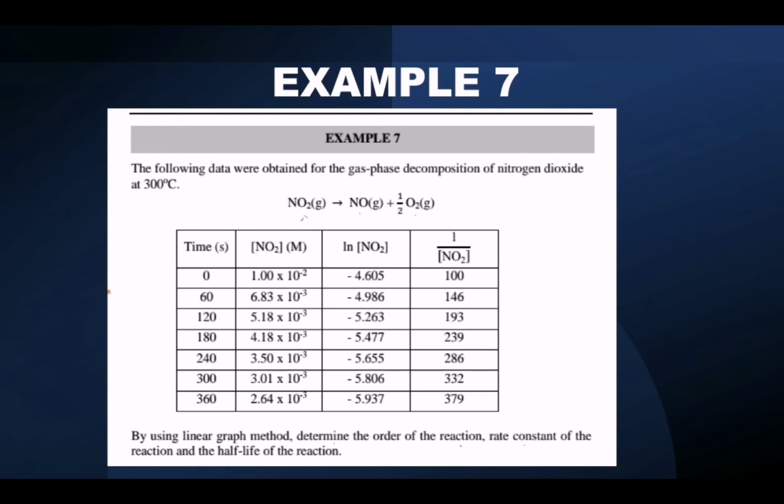So kita kena plot lah A versus T, ln A versus T, dan juga 1 over A versus T. So daripada tiga-tiga ni, lepas kita plot, kita tengok yang mana kita dapat linear graph. So yang mana linear tu, itulah order of that reaction. Okay, so bila kita dah tentukan the order of reaction, barulah kita boleh kira rate constant dengan berpandukan nilai M dan juga half-life of the reaction menggunakan equation of half-life.